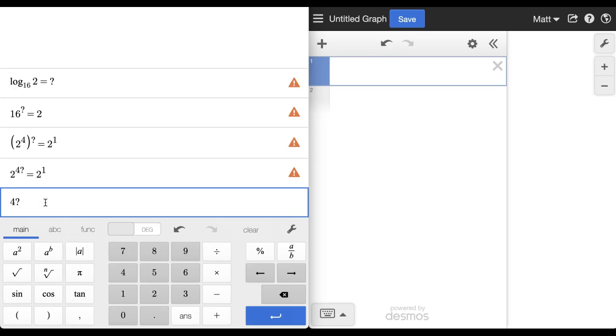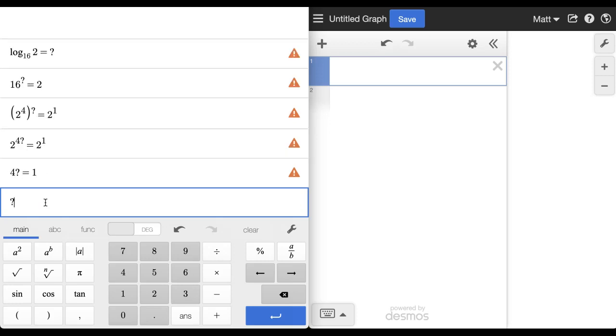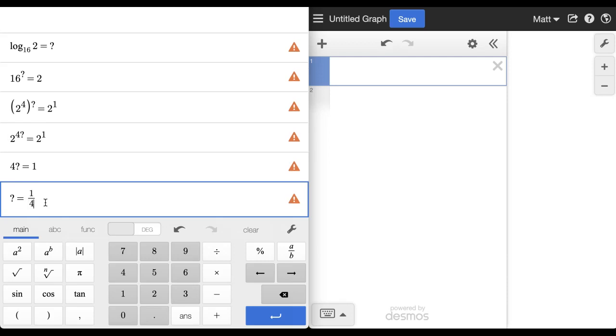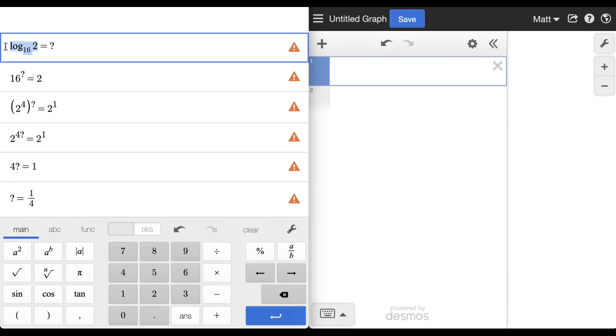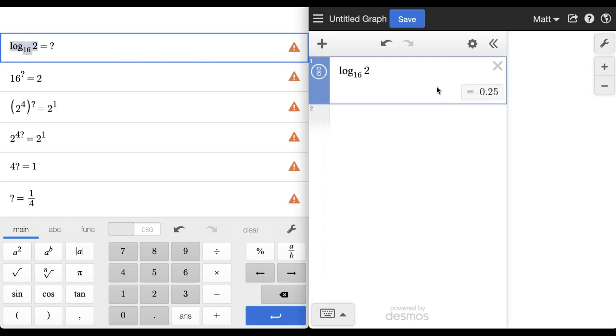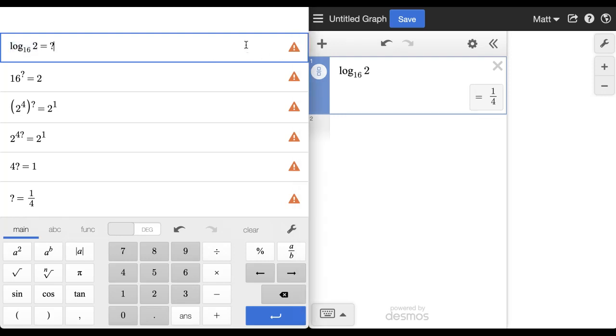4 times the question mark equals 1. So that question mark should be 1/4, right? If it helps you, you can treat it as x. That might help some of you guys: 4x equals 1, divide both sides by 4, right? So this is all to say that the final answer of log base 16 of 2 is going to be equal to 1/4. Let's double check our answer. There we go. So all of that just equals 1/4.